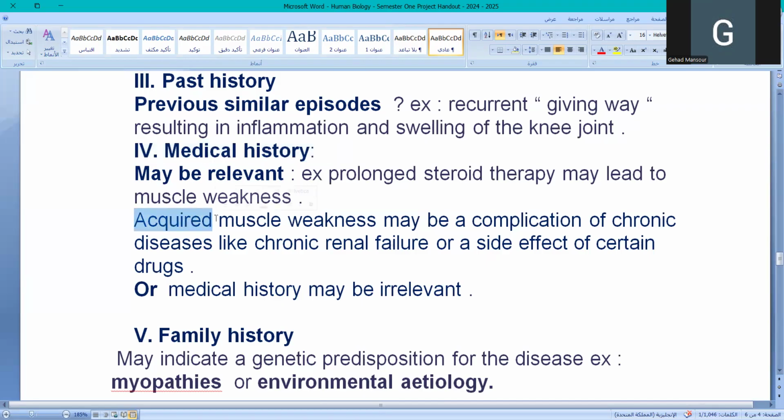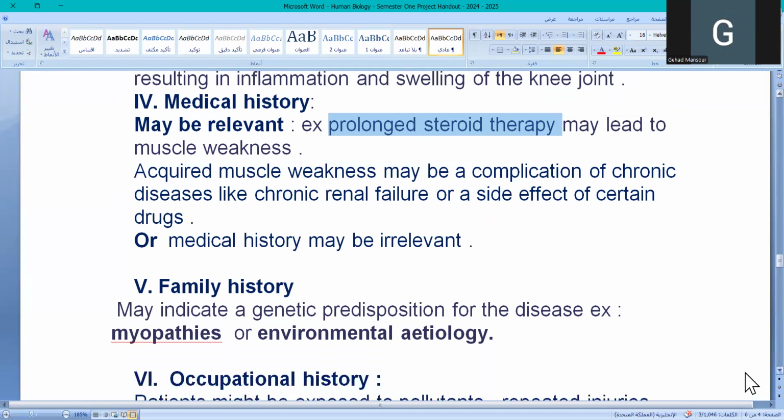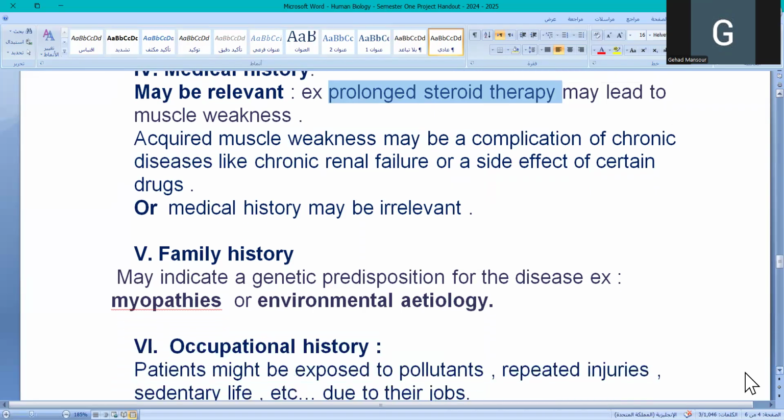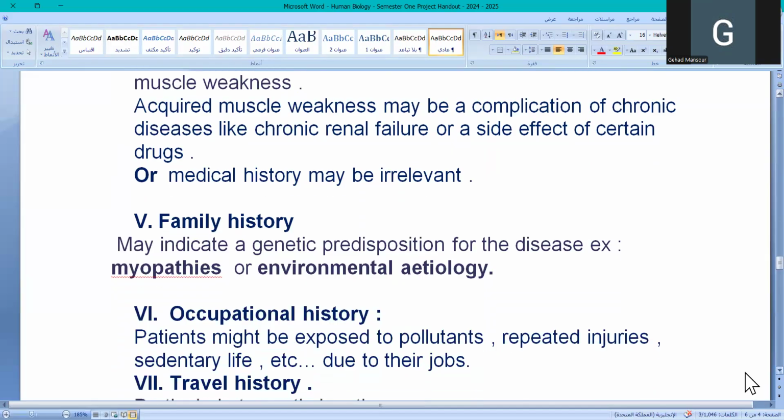Sometimes the condition is iatrogenic, meaning that it is resulting from the treatment itself. For example, the patient took steroid therapy as an anti-inflammatory medication for his autoimmune disease, and as a side effect of the medication itself, the patient was relieved from the pain, but he suffered from a weakness of the muscles.